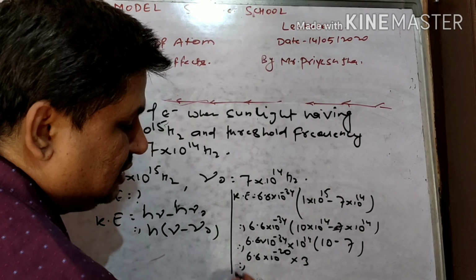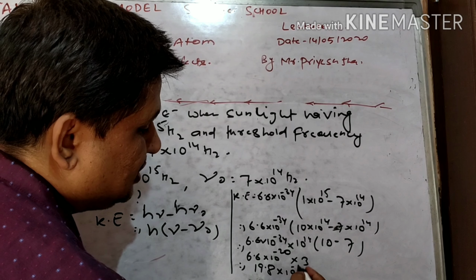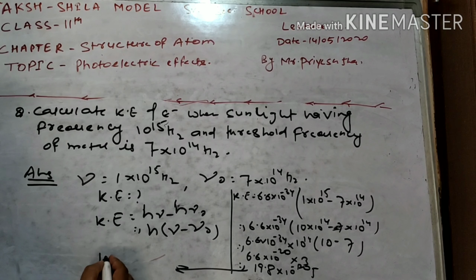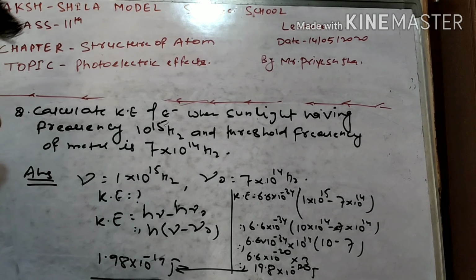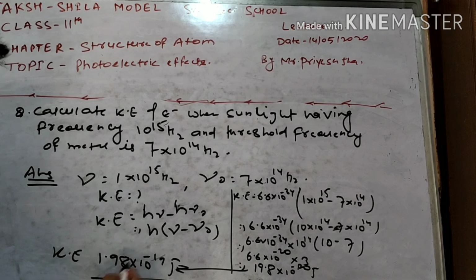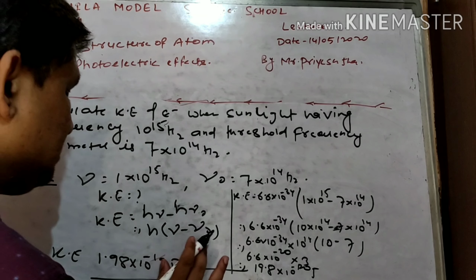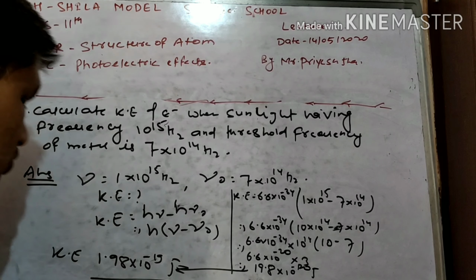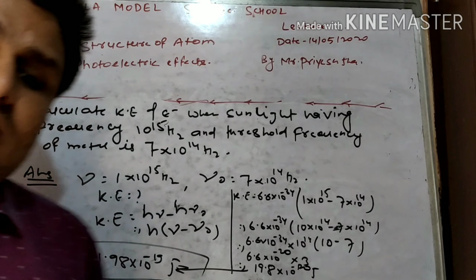So on calculation, this gives 19.8 into 10 power minus 20 joule, or 1.98 into 10 power minus 19 joule. So the electrons will move with kinetic energy 1.98 into 10 power minus 19 joule. Okay, and the next one is application of photoelectric effect.